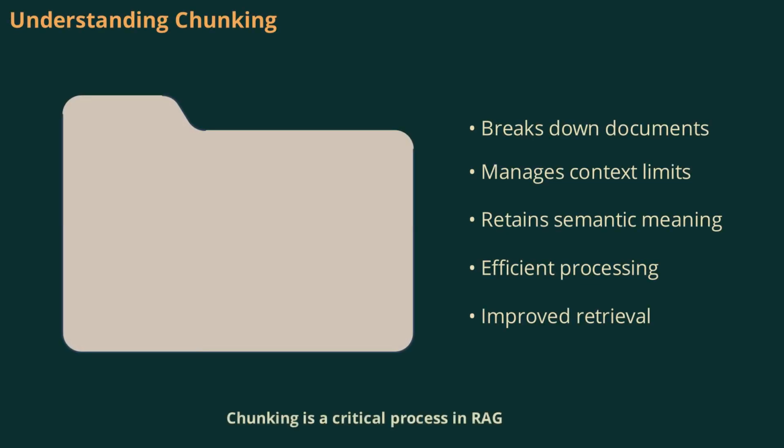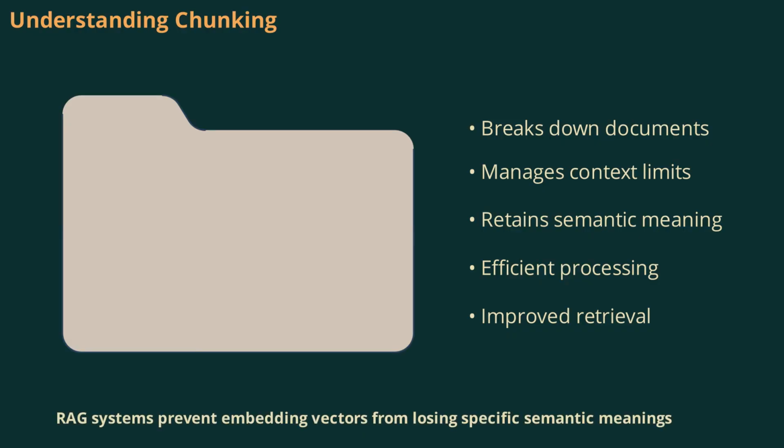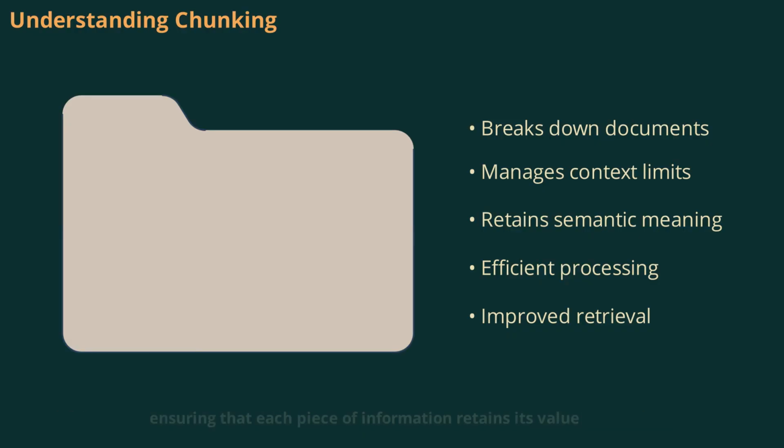Chunking is a critical process in RAG, involving the breakdown of long documents into smaller, discrete segments of text. This is necessary because LLMs and embedding models have strict context window and token limitations. By creating focused chunks, RAG systems prevent embedding vectors from losing specific semantic meanings, ensuring that each piece of information retains its value. Chunking makes it possible to efficiently process and retrieve relevant data for AI generation.